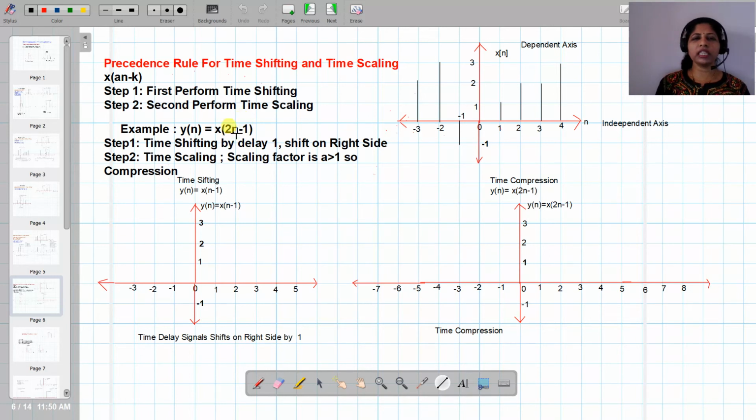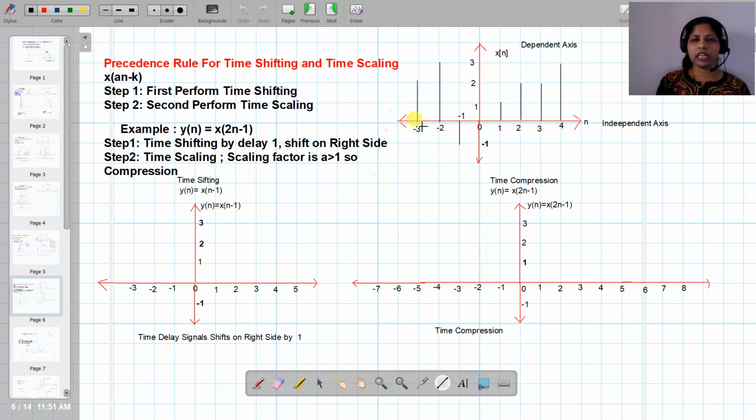Now in this numeric, which type of time shifting is there? Because of the negative sign, it's a delay operation. We already saw that for a delay we have to shift the signal to the right side. So the first operation we are performing is time shifting, n minus 1. This signal, this x of n, we have to shift on the right side. So now I am drawing the signal.